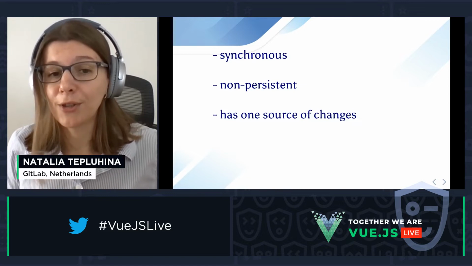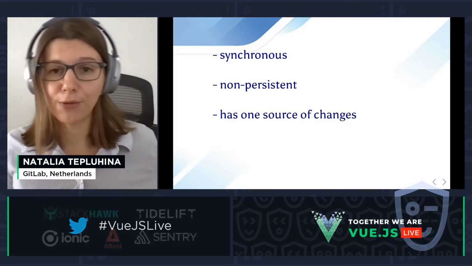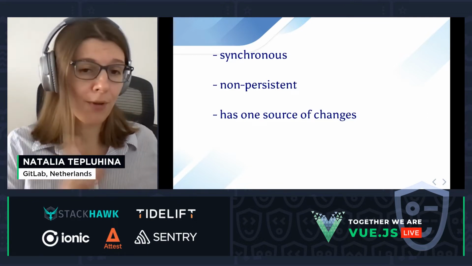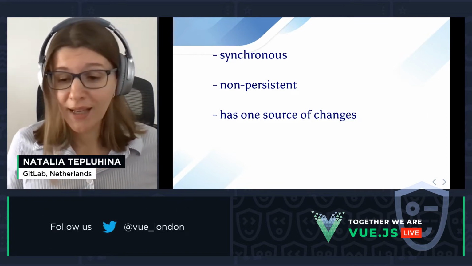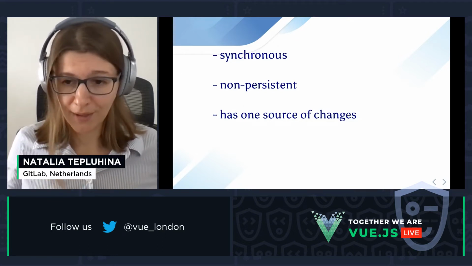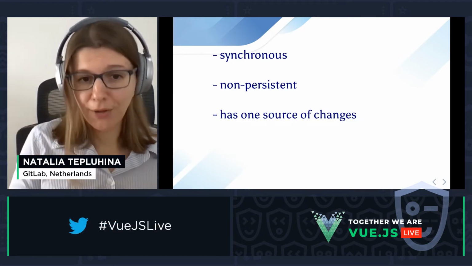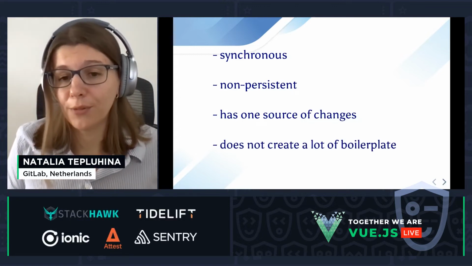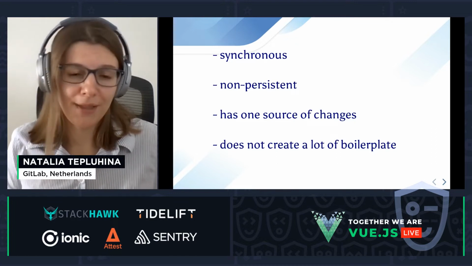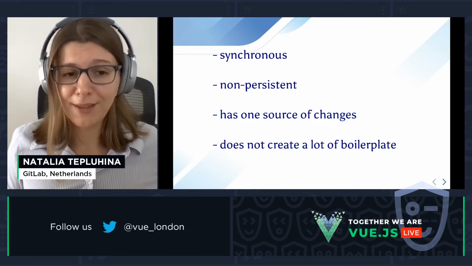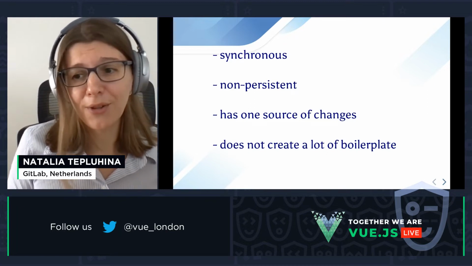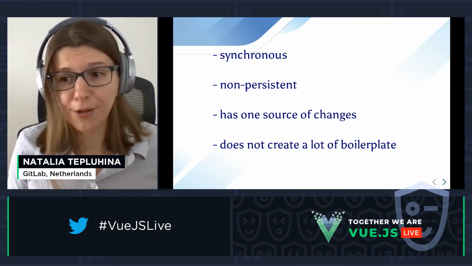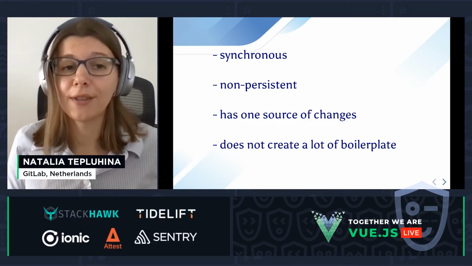It has one source of changes, so this is our magical single source of truth that is solely responsible for changes of count in our application. Count can't be changed anywhere else. It's stored only in Vuex and changed only in Vuex. And yes, it does not create a lot of boilerplate. This point can be a bit debatable, because there are 3 different properties for changing one count, still, it's a reasonable amount of boilerplate, considering the fact that count will be shared all across the application.